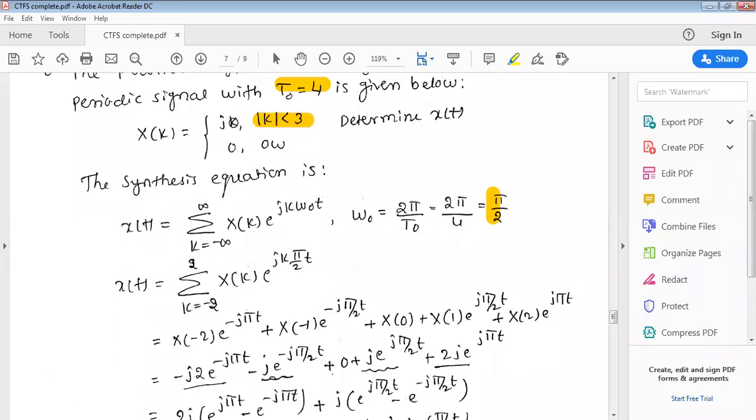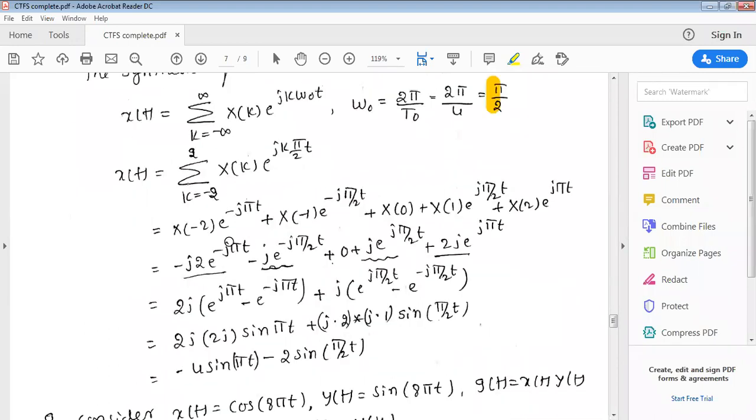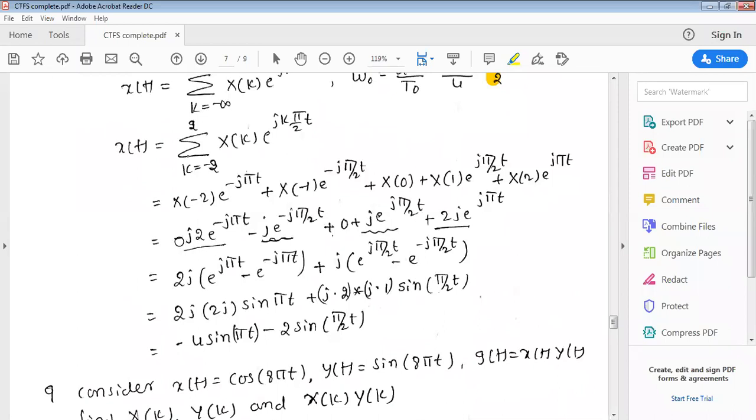X of minus 2 is nothing but minus 2j. Whatever k value you choose, when k equals 2, put k equal to 2, so it is 2j. When it is minus, put minus, because there is no mod for this value. Look here very carefully. If it is mod of k, then it will become mod of k. But for jk, when k equals plus 1, it is plus j. When k equals plus 2, it is plus 2j. When k equals minus 1, it is minus j. When k equals minus 2, it is minus 2j. So x of minus 2 is nothing but minus 2j.